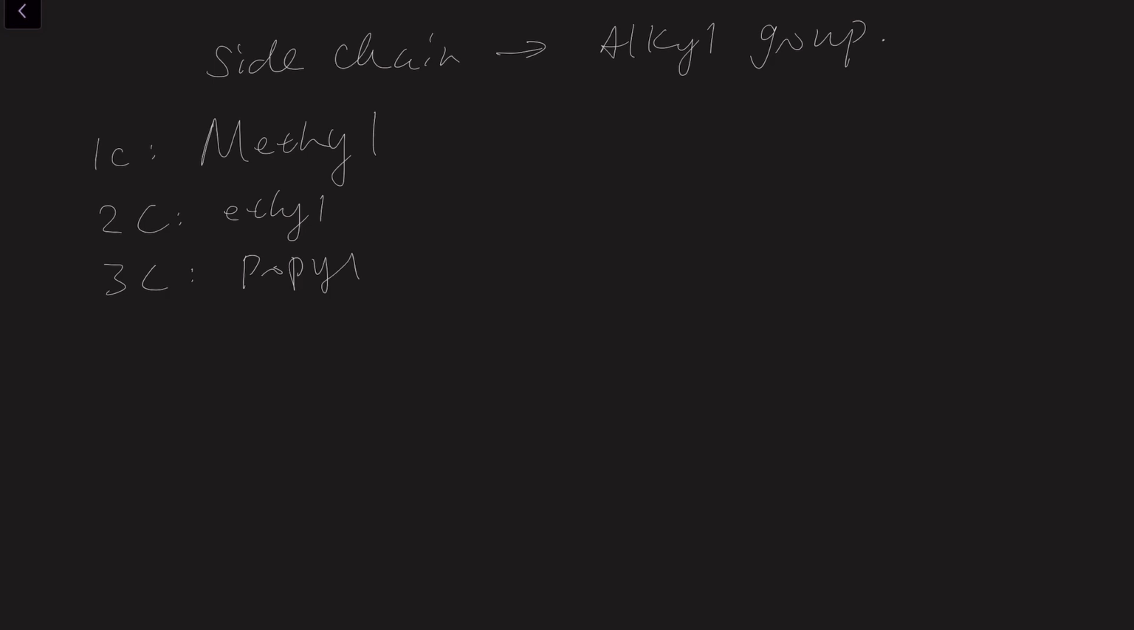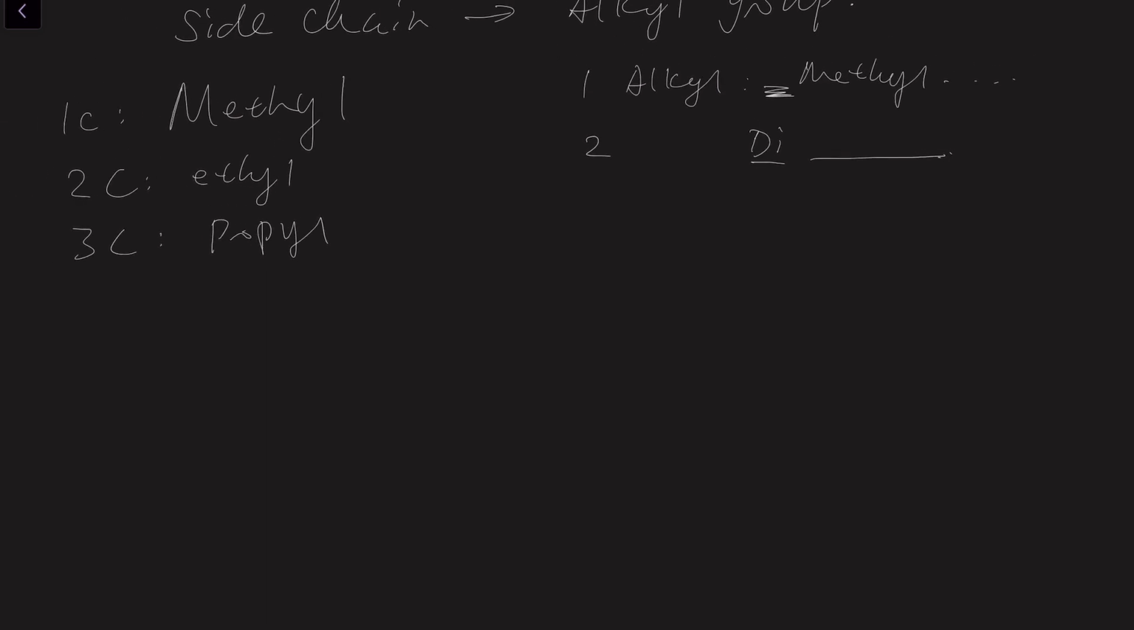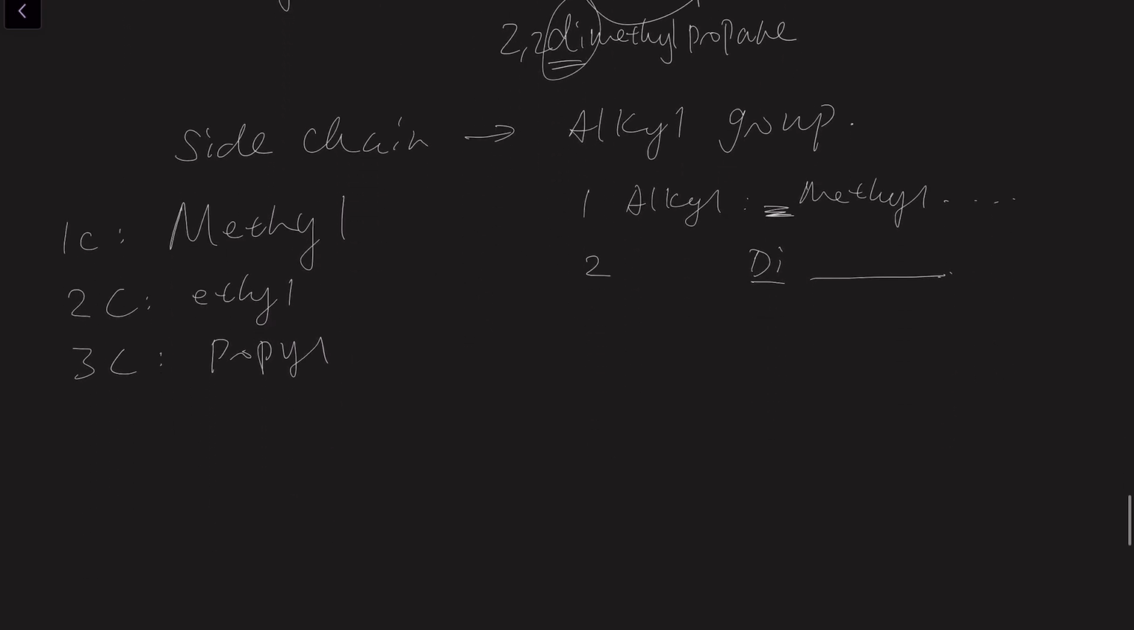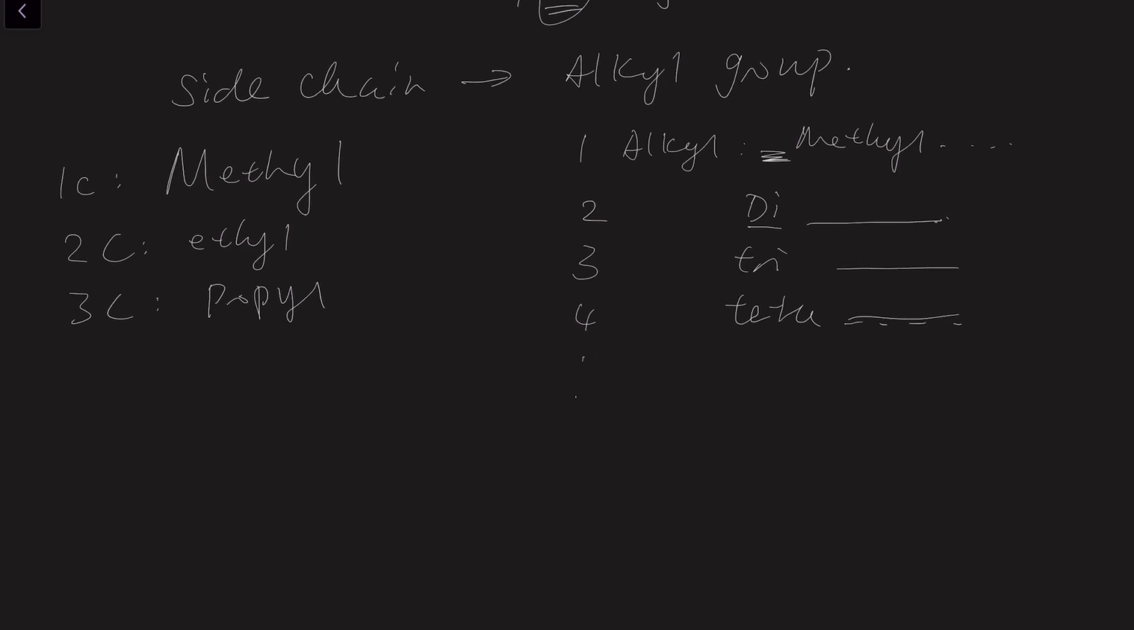So if you have one alkyl group, it's just methyl something, so you don't have any prefix. If you have 2, it's di something, depending on how many carbon you have. Maybe for this example, you have dimethyl. If you have 3 alkyl groups, you have tri something. 4, you have tetra. And it's really rare for you to go more than 4, so I won't cover those in this video.